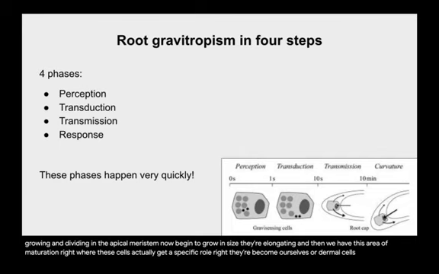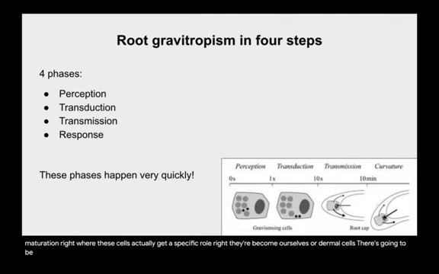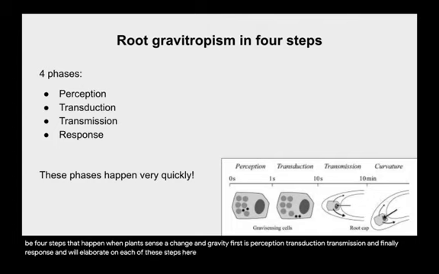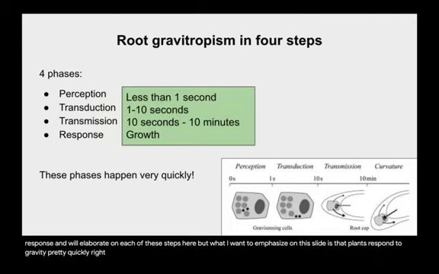All right, we dive into gravitropism, right? There's going to be 4 steps that happen when plants sense a change in gravity. Right? First is perception, transduction, transmission, and finally response. And we'll elaborate on each of these steps here. But what I want to emphasize on this slide is that plants respond to gravity pretty quickly, right? So each of these steps happens pretty fast, right? Perception, less than a second for plants to perceive that change in gravity, right?